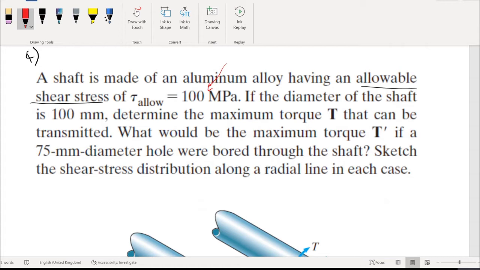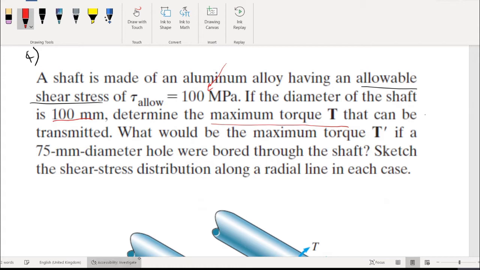If the diameter of the shaft is 100 mm, determine the maximum torque. So far you have been finding shear stress and its distribution. Now it's the problem of finding torque the other way. The same equations can be used, but you need to rearrange and apply them carefully to get the solution. What would be the maximum torque T that can be transmitted?